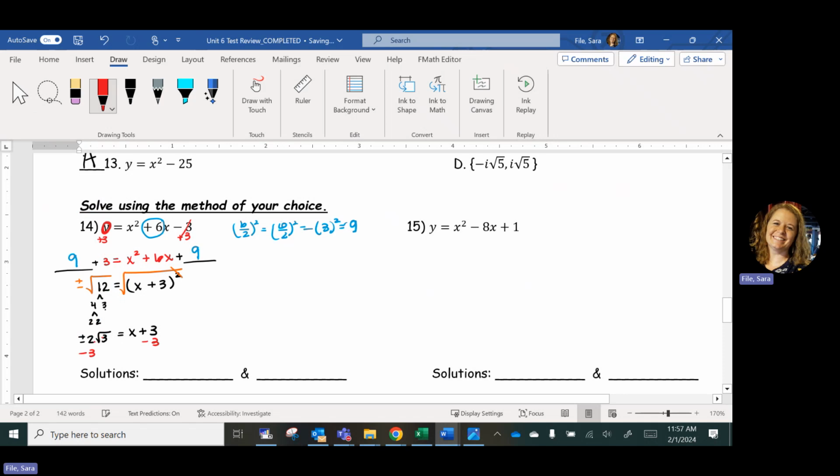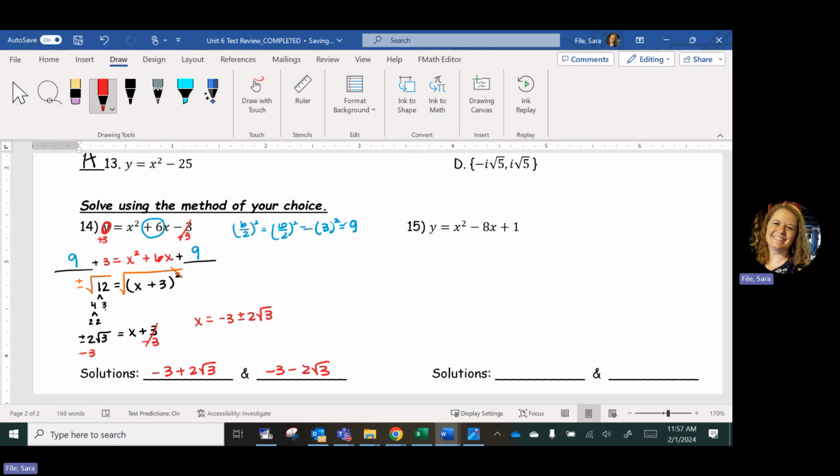This is a radical term. They do not combine. So this stays as negative 3 plus or minus 2 root 3. So it says blank and blank. You can write them separately. You can write negative 3 plus 2 root 3 and negative 3 minus 2 root 3.